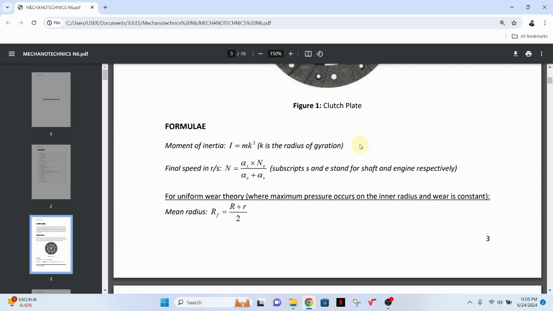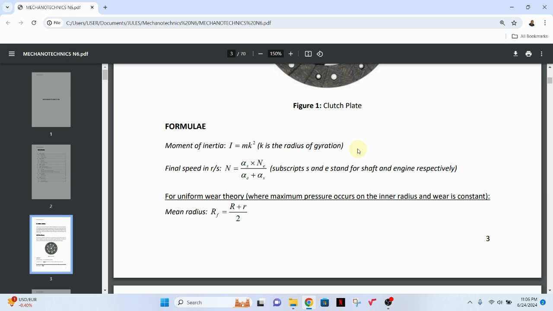And in fact, when you look at the equation for the moment of inertia in mechanotechnics, you can see that it's different from the equation in strength of materials, because this one is related to the mass, whereas the one that you study in strength of materials is related to the area. So this is the mass moment of inertia. The one from strength of materials is the area moment of inertia. This moment of inertia is equal to the mass multiplied by the radius of gyration squared. As you can see, I is equal to mk squared.